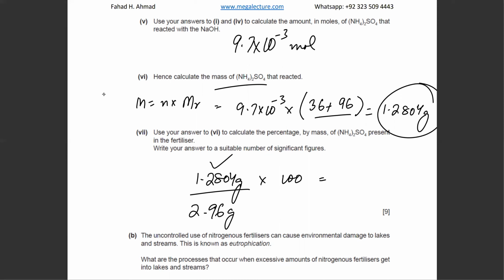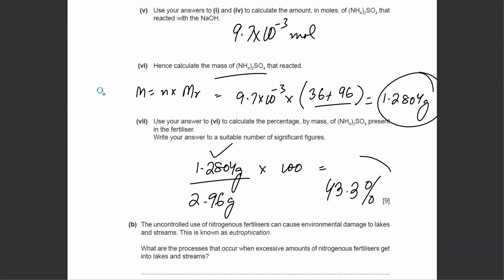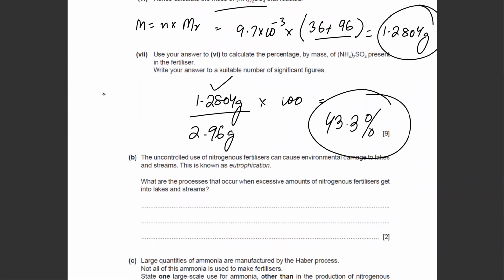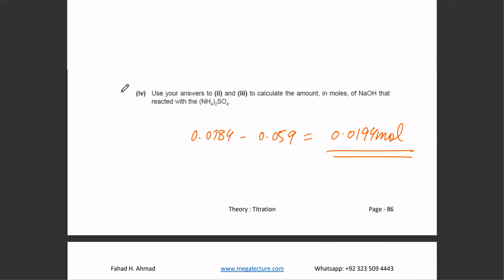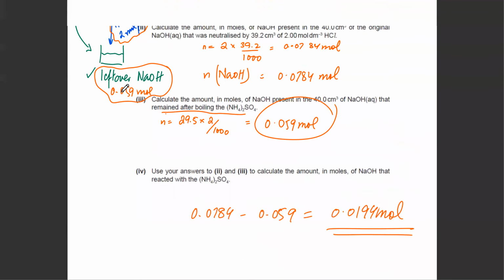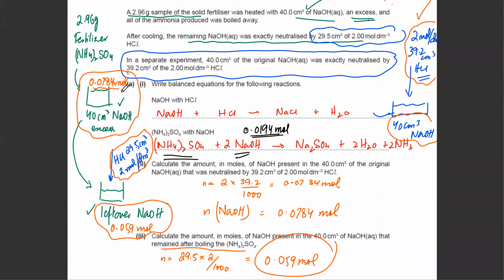$43.3. Okay, we're getting 43.3%. And that's going to be our answer. So is this question clear, everyone? Is it clear? Sir, Sidra, Afreen, is this clear? Yes.